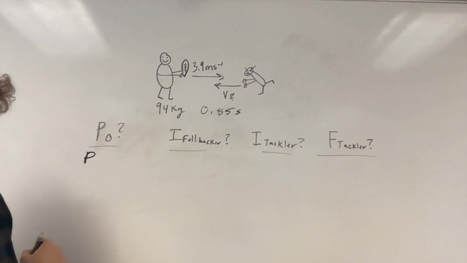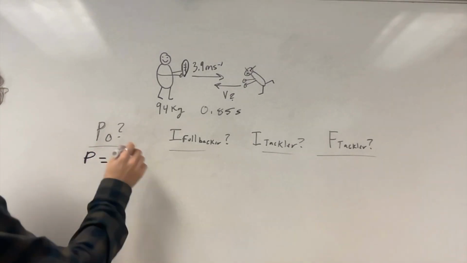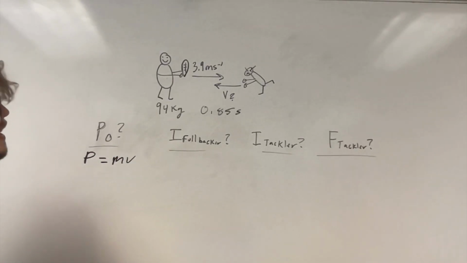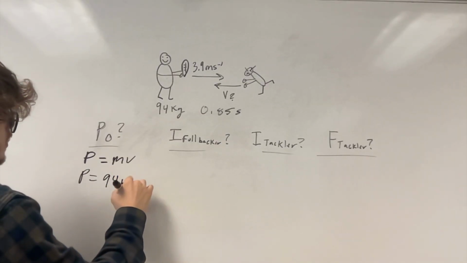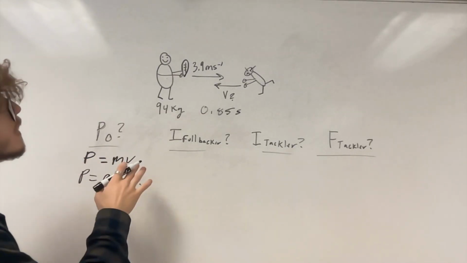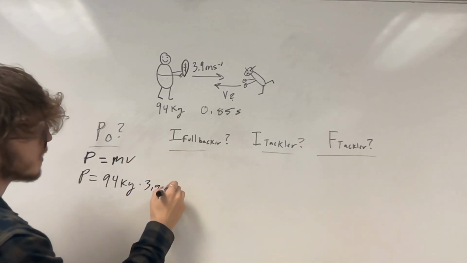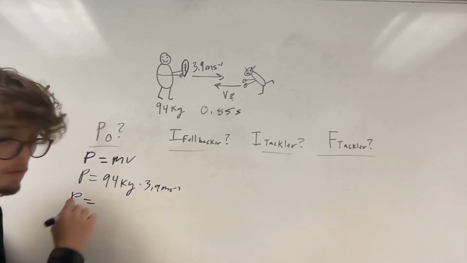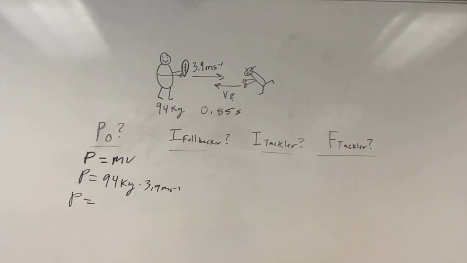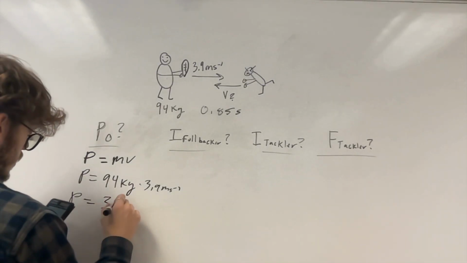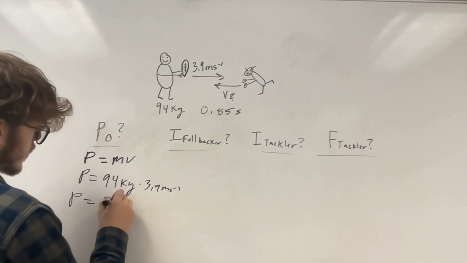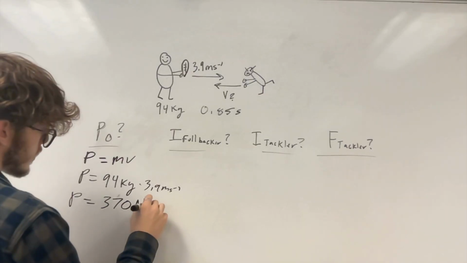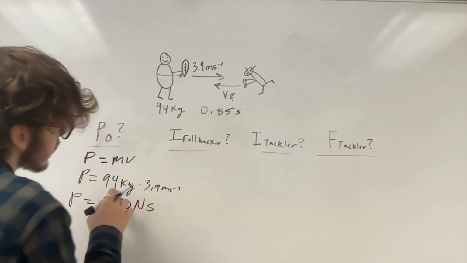So we know that momentum is equal to mass times velocity. In this case, our mass is 94 kilograms. So we'll say that P is 94 kg times our velocity, which is 3.9 meters a second. If we just do some simple math, 94 times 3.9, and we should round to 2 sig figs, that gives 370 Newton seconds.